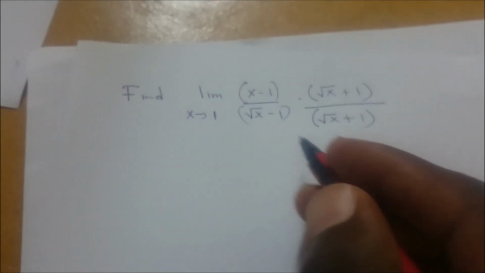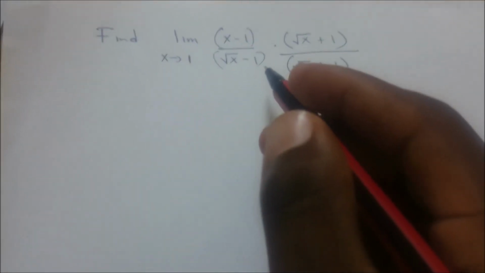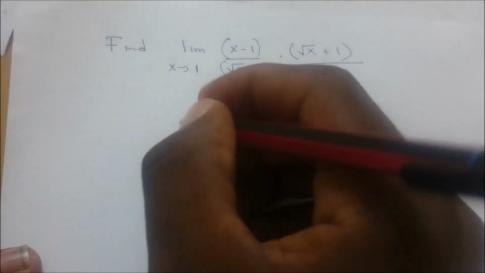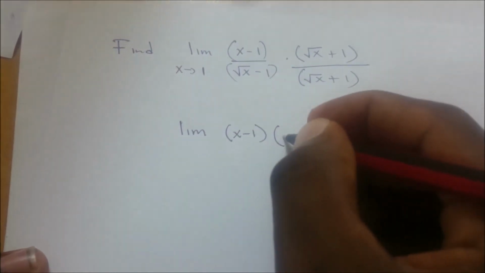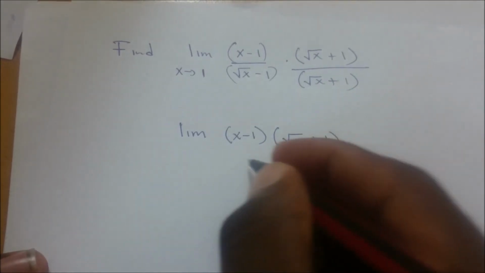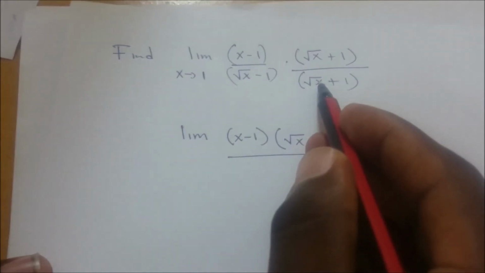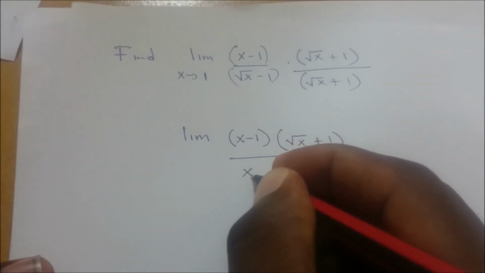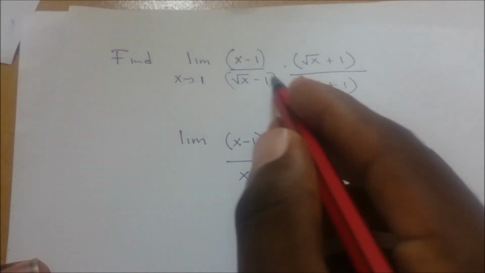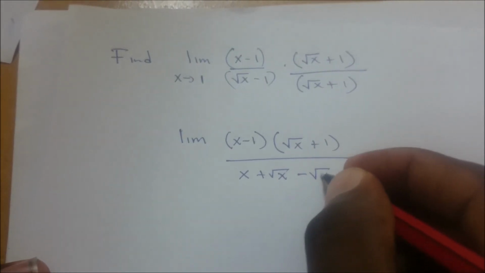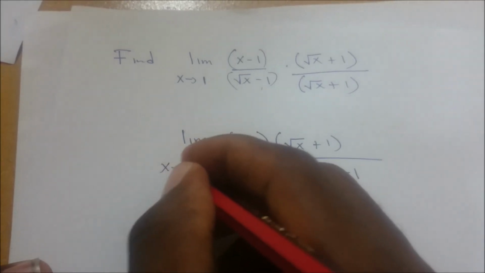Now if we are rationalizing the denominator, the numerator, we don't do anything to it. So we just get it the way it is. It will be the limit of x minus 1 times the root of x plus 1 over, here, this times this will give me x. This times this will give me plus root of x. This and this will give me minus the root of x. This and this will give me minus 1, as x is approaching 1.